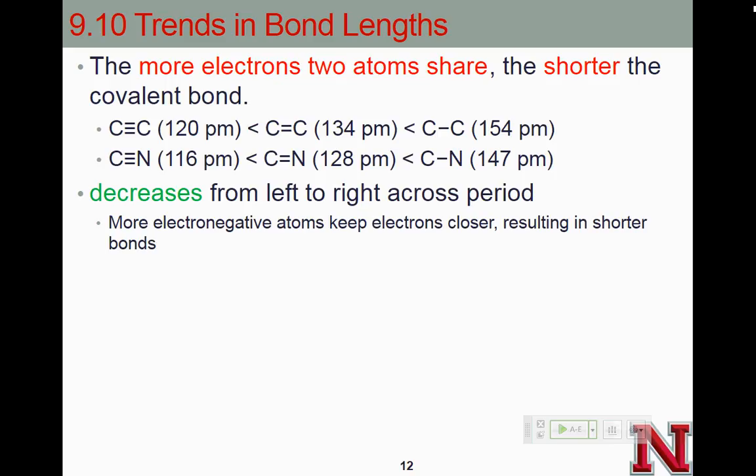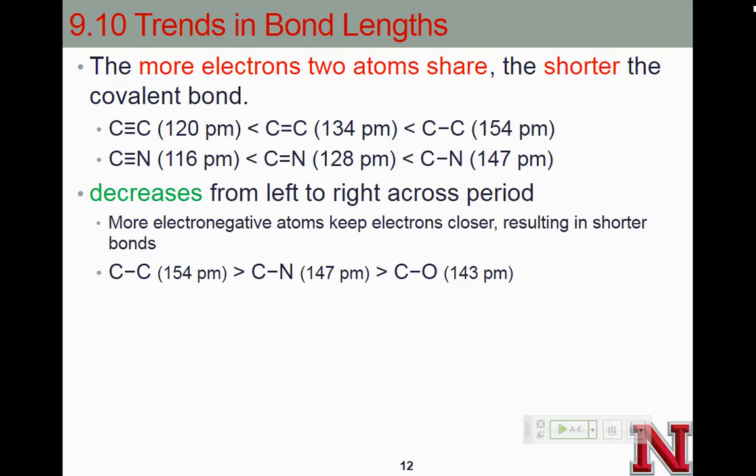Also, our bond length decreases from left to right across the periodic table because more electronegative atoms pull electrons towards them, therefore shortening the bond. Now remember, as we go across the periodic table, though the atom size gets smaller, that's not really the contributing factor. It's not a huge difference like it is going down. What we're more looking at is, as you have more electronegative atoms, it's going to shorten the bond because they pull the electrons closer to themselves.